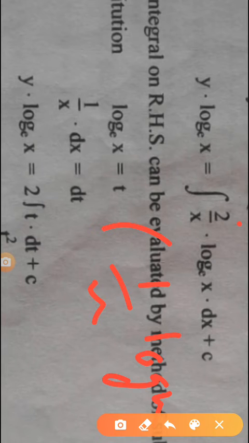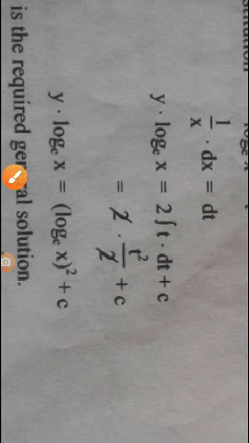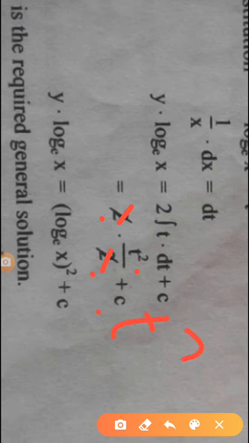Now put the substitution, that is at the place of log x, t is put, and 1 by x into dx remaining, plus c as it is, and after that their integration becomes 2 into integration t square divided by 2 plus c by using the x raised to n formula. Then 2 get cancelled out, and only t square remaining, and put the value of t, that is log x to the base e, therefore we get y into log x is equal to log x to the base e bracket square plus c.